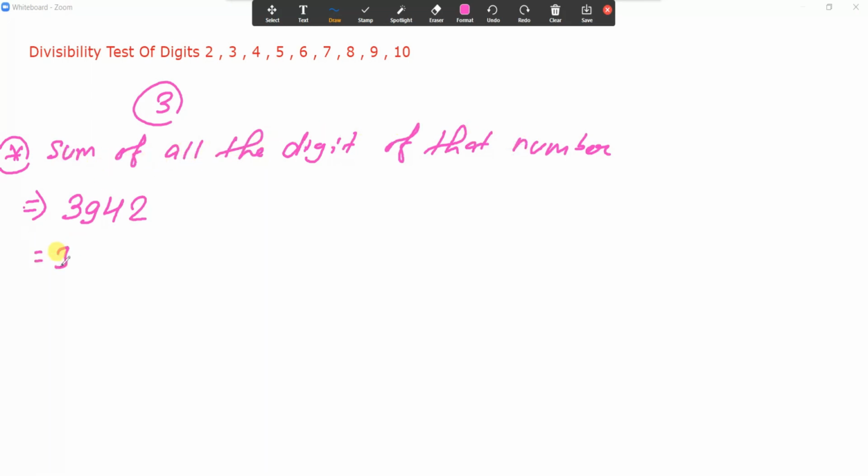After doing the sum, you can see what the answer is. 9 plus 3, 12, 12 plus 4, that is 16, plus 2, 18. After doing the sum, if the answer of that sum is divisible by 3, then you can say directly that this number is also divisible by 3.